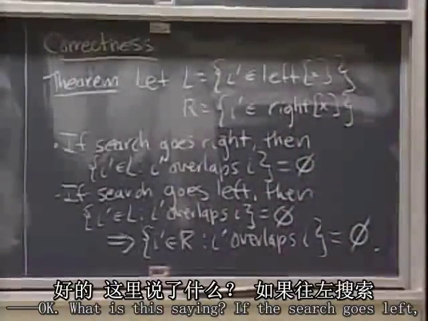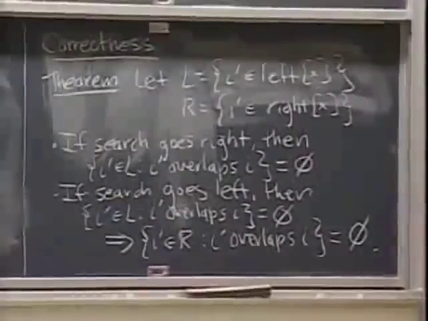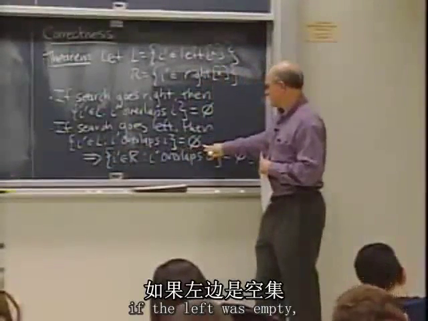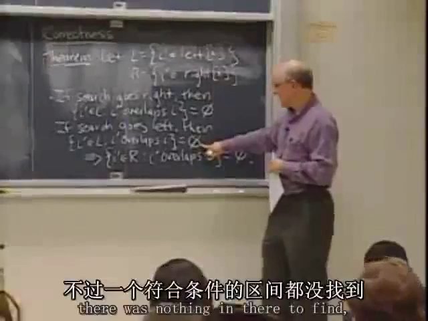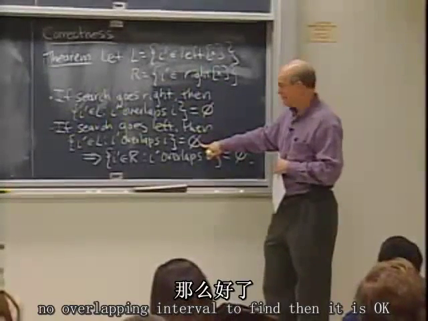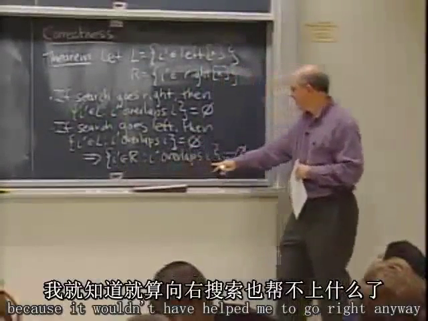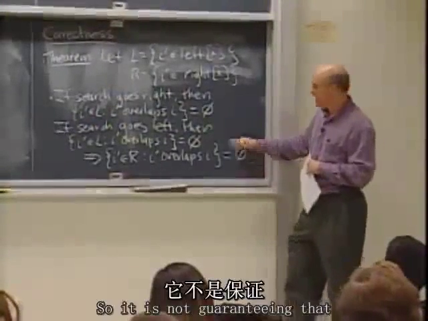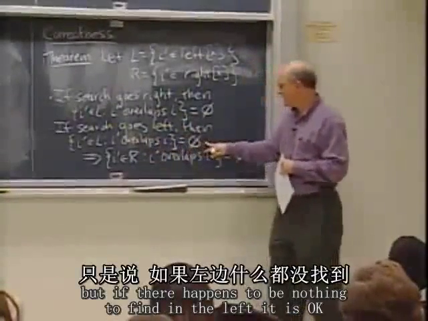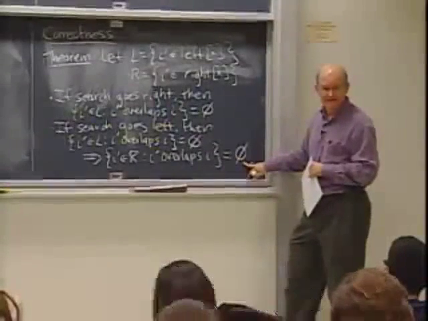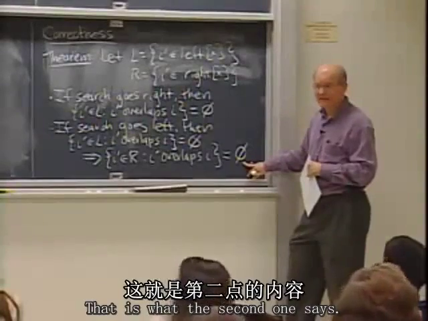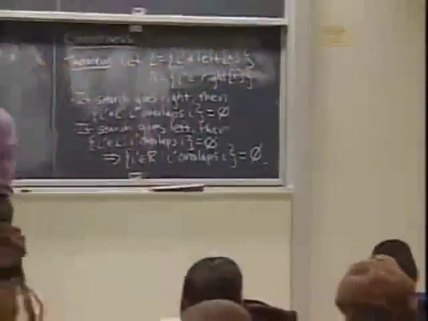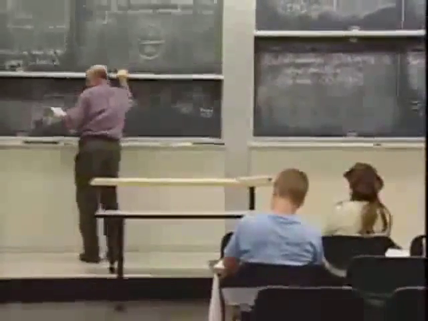So what is this saying? If the search goes left, and the left was empty, in other words, you went left and discovered there was nothing in there to find, no overlapping interval, then it's okay, because it wouldn't have helped me to go right anyway, since there's nothing in the right to be found. It's not guaranteeing that there's nothing to be found in the left, but if there happens to be nothing in the left, it's okay because there was nothing to be found in the right either. That's what the second one says. So in either case, you're okay to go the way that you go.